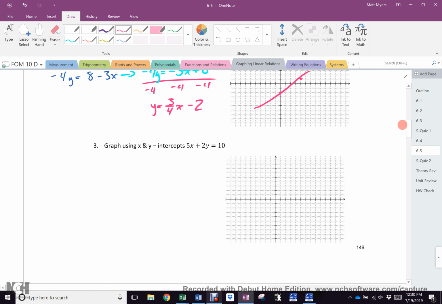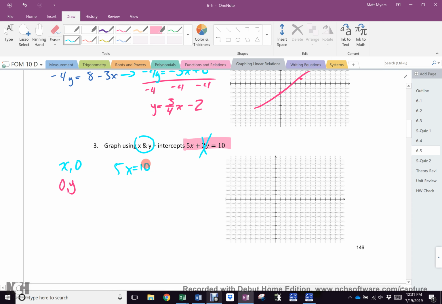Now, once again, notice we have a variation of general form, which means I can apply all kinds of math to it. So we're going to graph it, but this time I want the x and y intercepts. What is every x-intercept? X, zero. What is every y-intercept? Zero, y. If I am seeking an x, what happens to that y? It disappears. 5x equals 10.